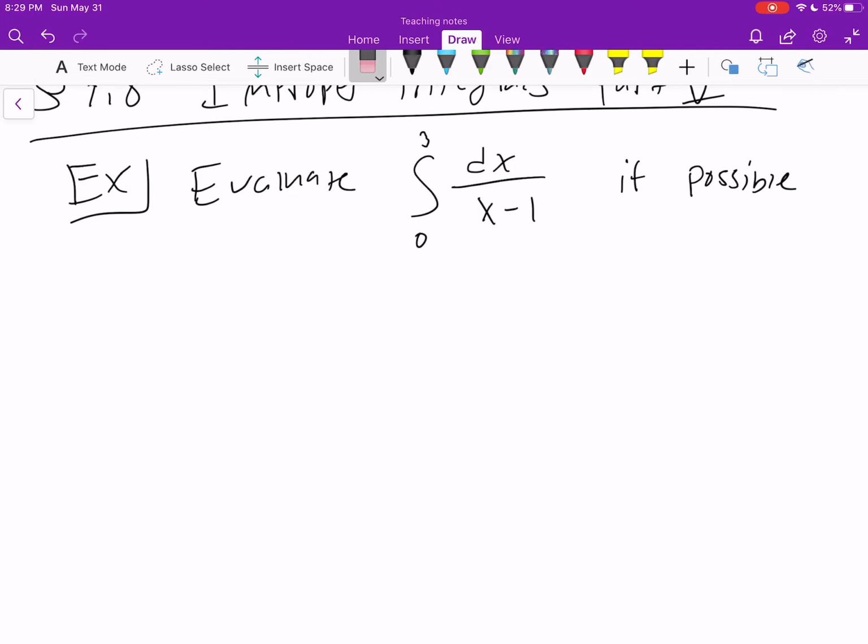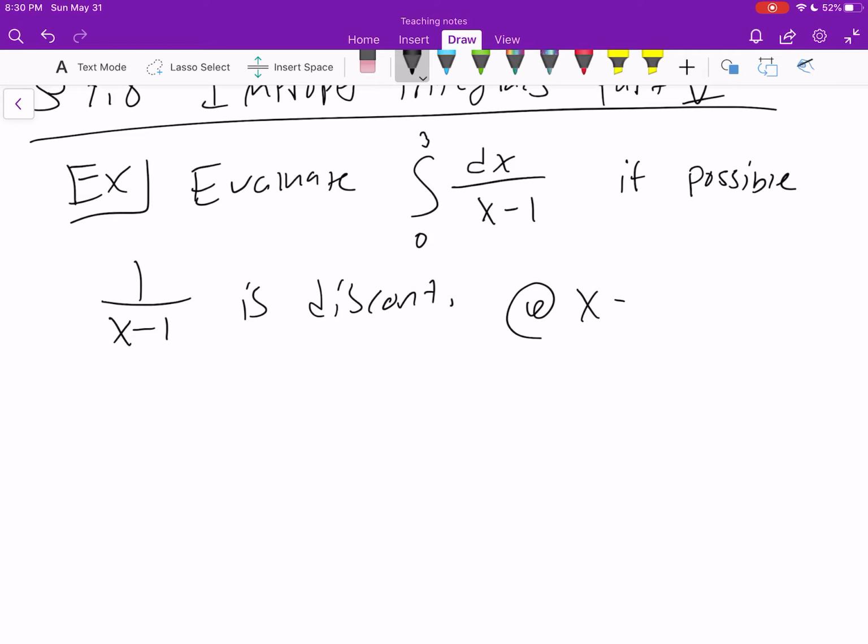So this first example is we want to evaluate the integral from 0 to 3 of dx over x minus 1, if possible. What you should notice here is, 1 over x minus 1 is discontinuous at x equals 1. And x equals 1 falls in this interval between 0 and 3.